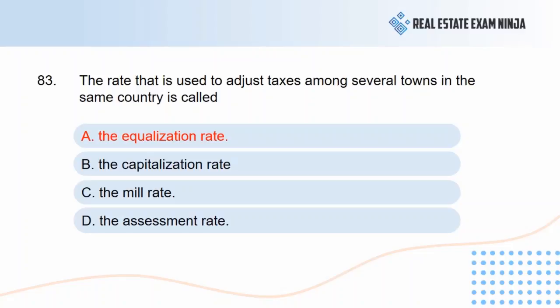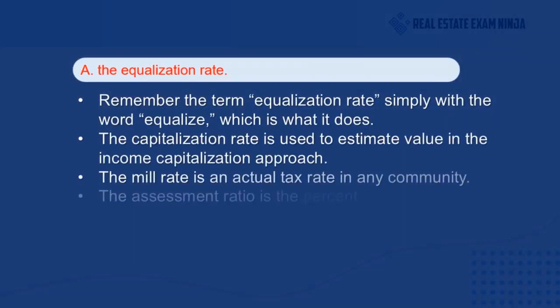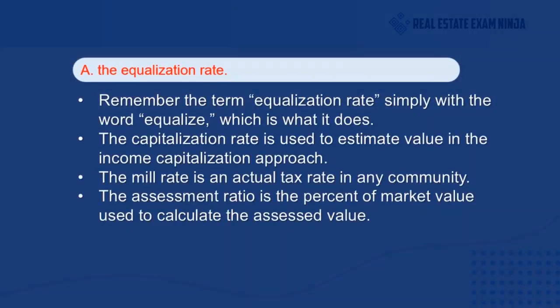The correct answer is A. Remember the term equalization rate simply with the word equalize, which is what it does. The capitalization rate is used to estimate value in the income capitalization approach. The mill rate is an actual tax rate in any community. The assessment ratio is the percent of market value used to calculate the assessed value.